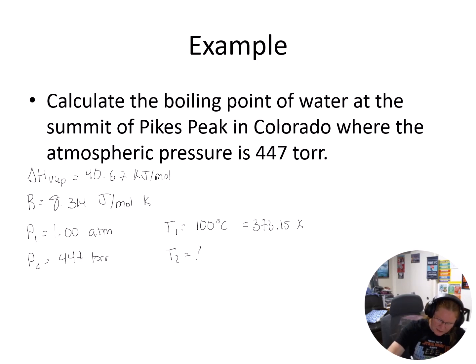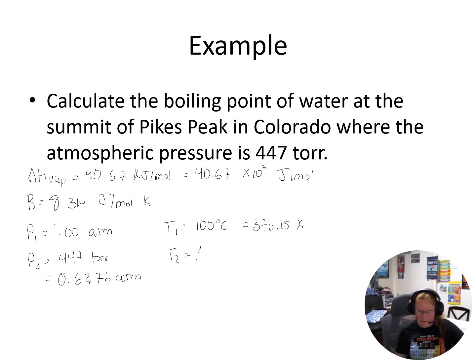Now, if I'm using atmospheres and torr, I have to convert one or the other. I converted torr to atmospheres so I can keep that nice number 1, and we get 0.6276 atmospheres. Then remember, we need delta H in joules because I've got joules in my R, so I'm going to use 40.67 times 10 to the third joules per mole. Now we're ready to plug this in and solve.